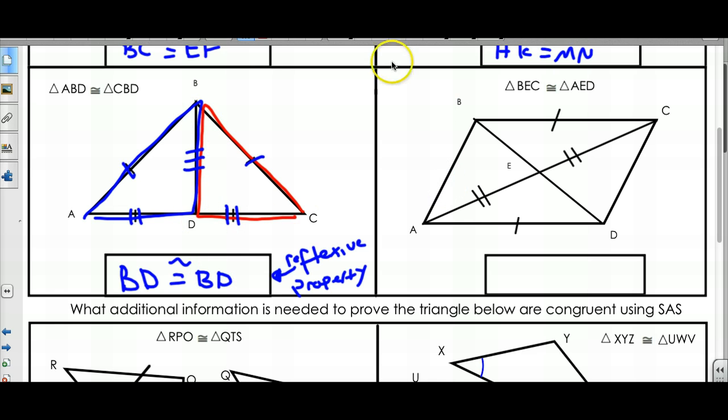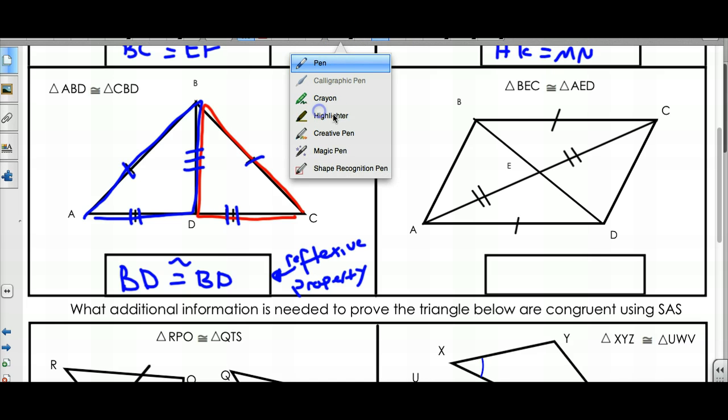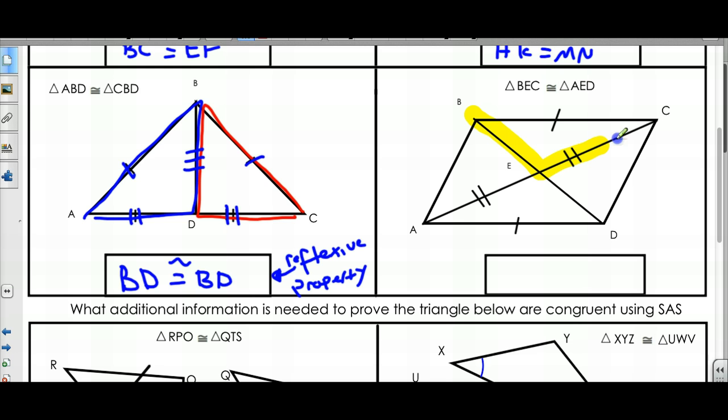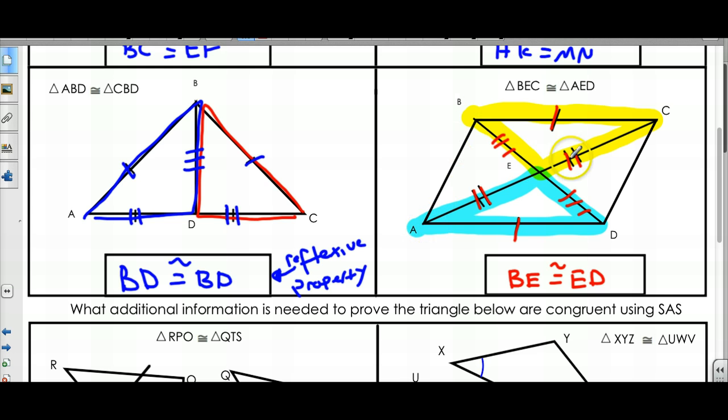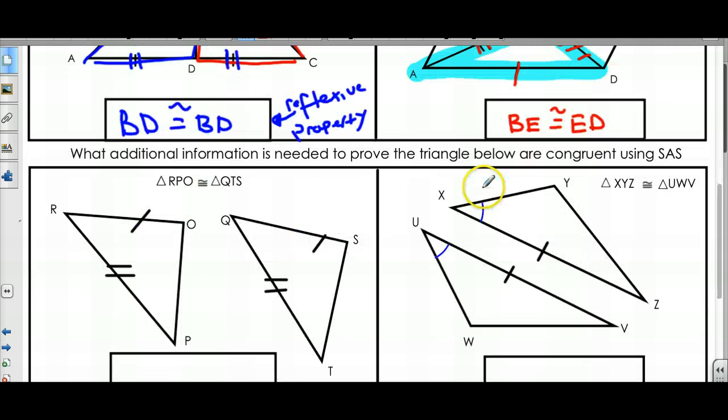And finally, I want to prove, now take out your highlighters for this because it might help you out a little bit. I want to prove that BEC, this triangle, is congruent to AED. All right, those are my two triangles. Well, in this case, I have two sides that are congruent. I have AD is congruent to BC, and I have AE is congruent to EC. The final piece of information I need is this third side. I need BE to be congruent to ED. So if BE is congruent to ED, then these two triangles, BEC and AED, are therefore congruent.